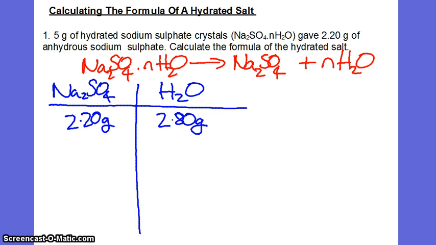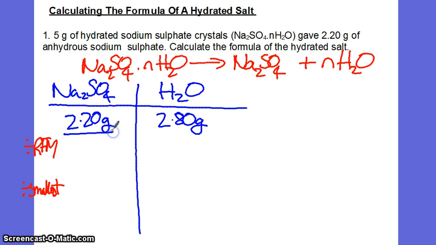Think about what we did next with the empirical formula calculation. Well, the next thing we do is divide. Last time we divided by the atomic mass. Here we divide by the formula mass. And the second division was dividing by the smallest. So it's the same kind of thing.